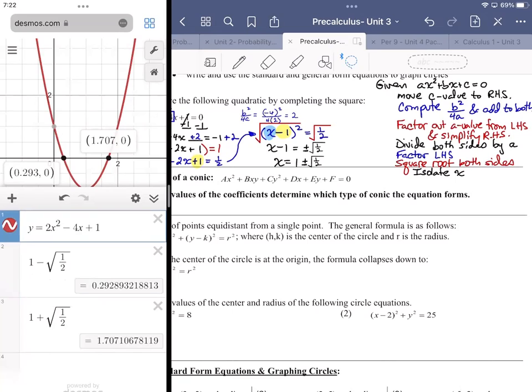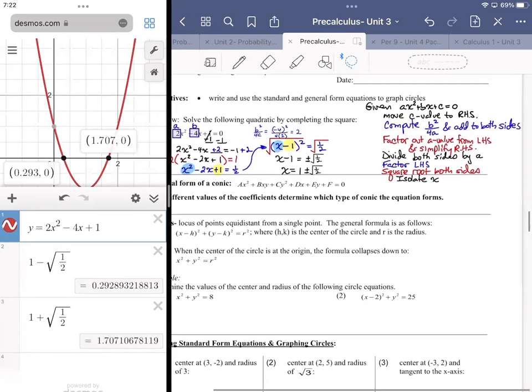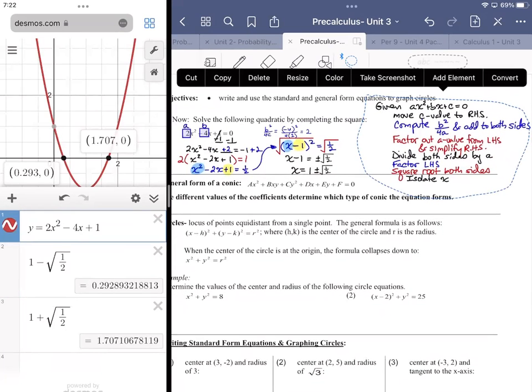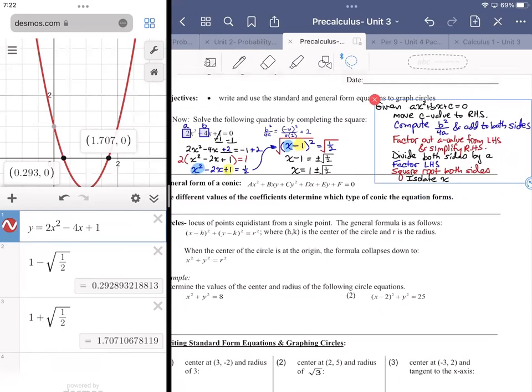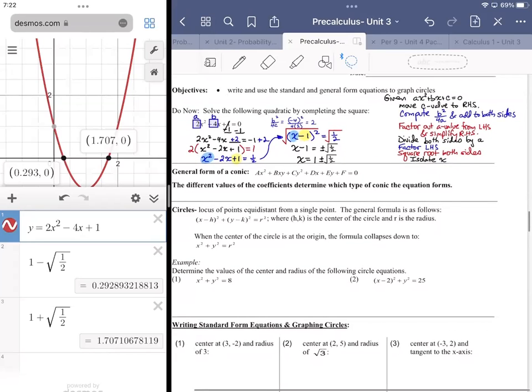So if you're familiar with completing the square, then the technique that I'm asking you to use is a slight adjustment from what you've been used to, but it'll pay off for you.